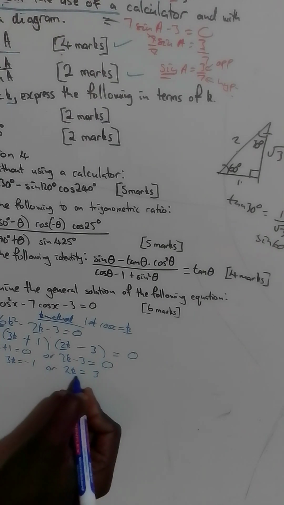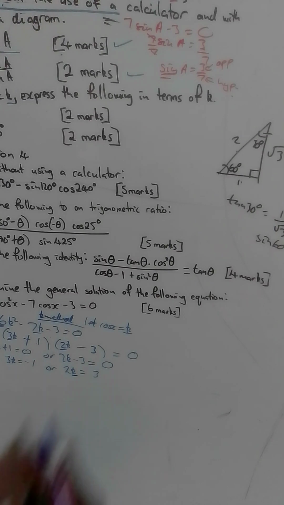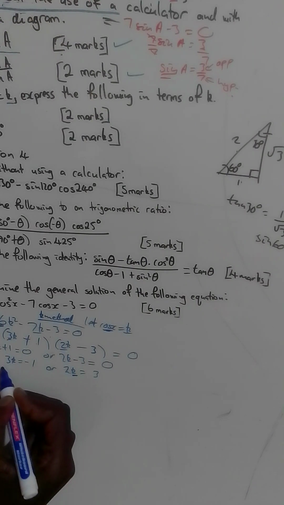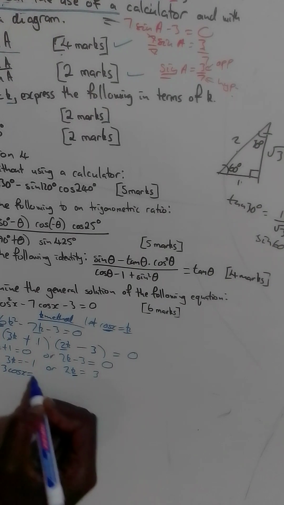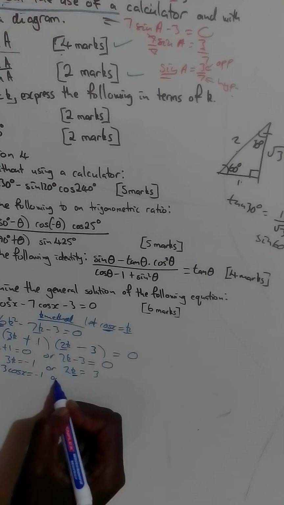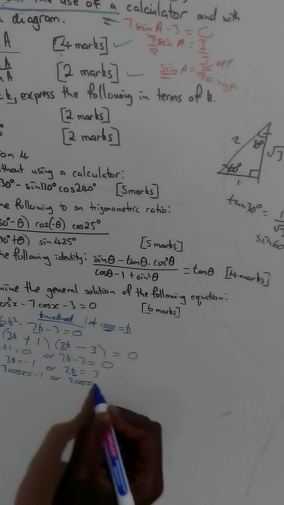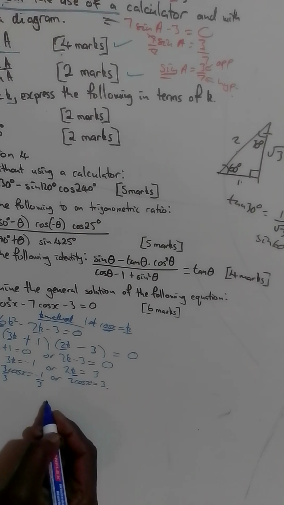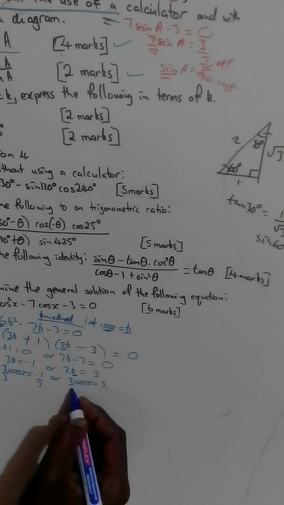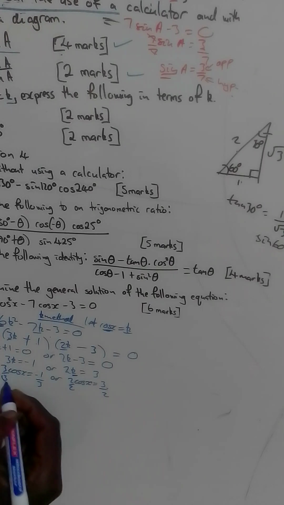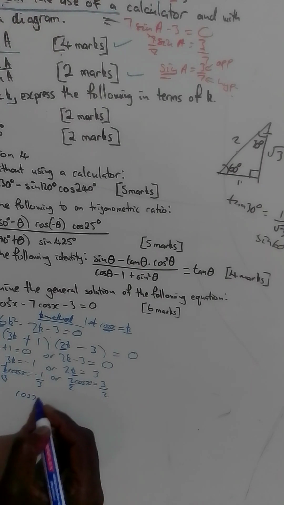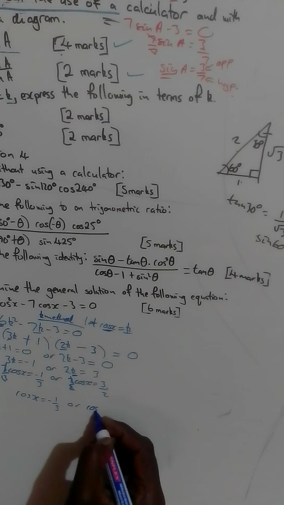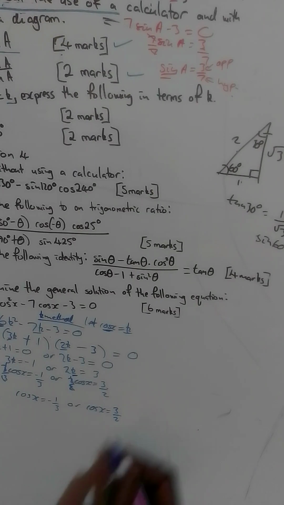Now, remember, we were not asked to solve in terms of k. We converted it to k to make it easier for us to factorize. So now I'm going to say 3 cos x is equal to negative 1, or 2 cos x is equal to 3. I now divide by 3 on both sides, and here I divide by 2. 3 into 3 is 1, so here I've got cos x is equal to negative 1 over 3. Or 2 into 2, that's 1, I've got cos x equals 3 over 2.